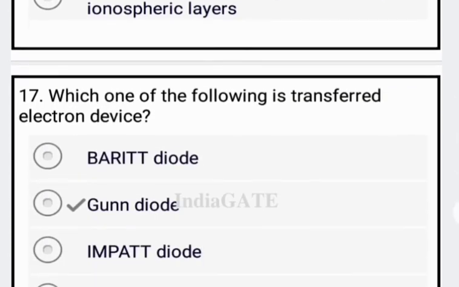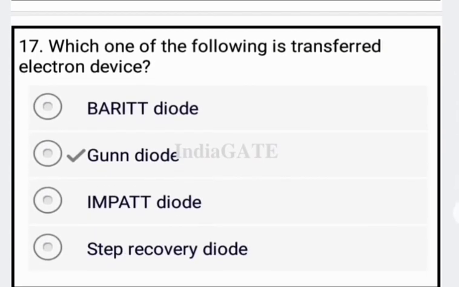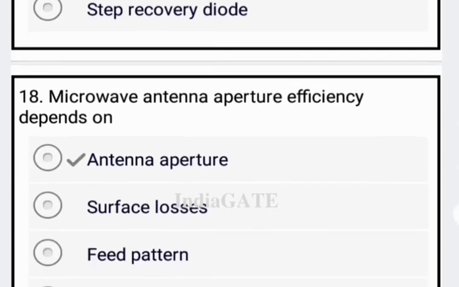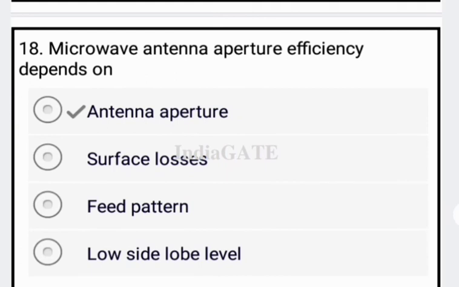Next question, which one of the following is a transferred electron device? So the correct answer is gun diode. Option B is your correct answer. Next question, microwave antenna aperture efficiency depends on the antenna aperture.